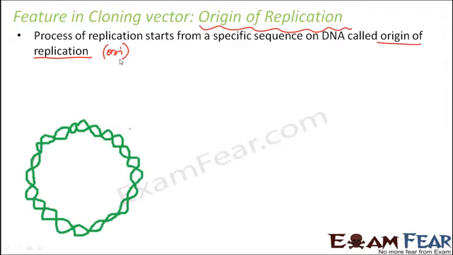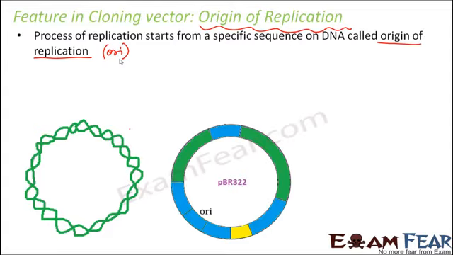So let us suppose this is the vector. So this is the cloning vector, which is, for example, let us suppose a plasmid DNA, which is a circular DNA which is capable of self-replicating. But still in this DNA also there will be some specific point from where the origin of replication starts. So it is important that the foreign gene or the foreign DNA connects to this plasmid DNA somewhere near the origin of replication, so that it can be a part of the process of replication.